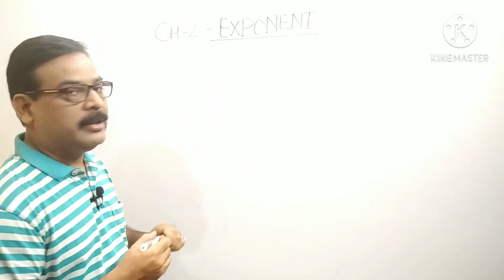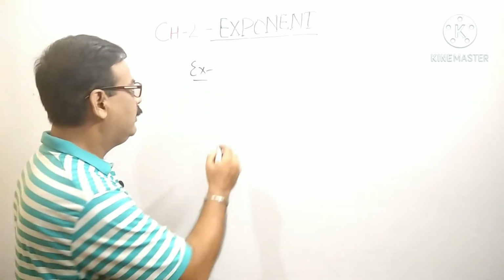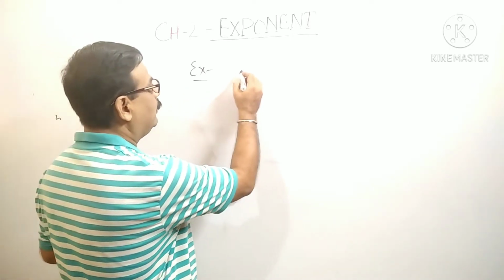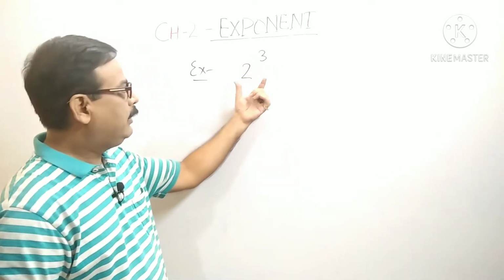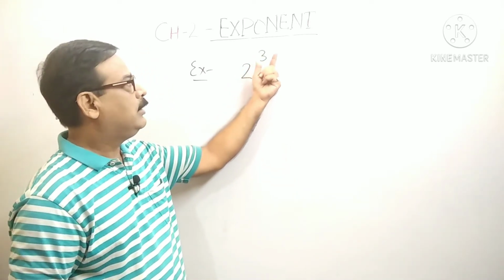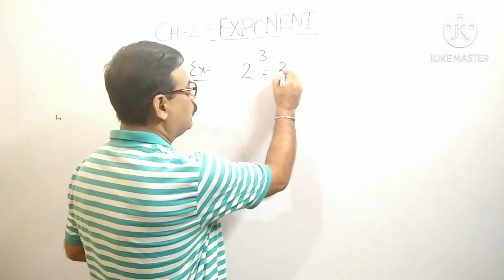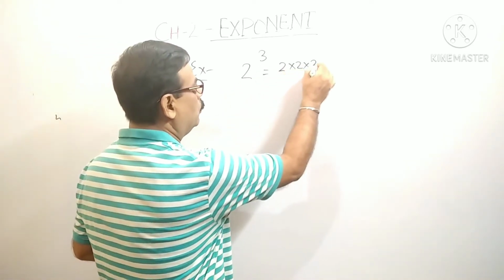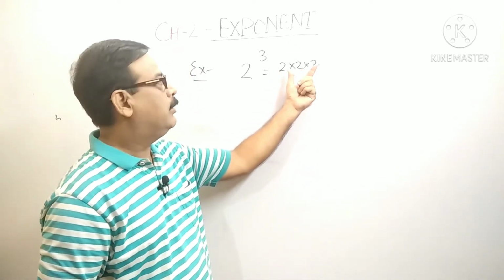So what is an exponent? Let us see here some examples of exponents. For example, here we are putting 2 to the power 3. We can read this term as 2 to the power 3, and the value of this term is 2 into 2 into 2. We can write 2 as 3 times multiplied.